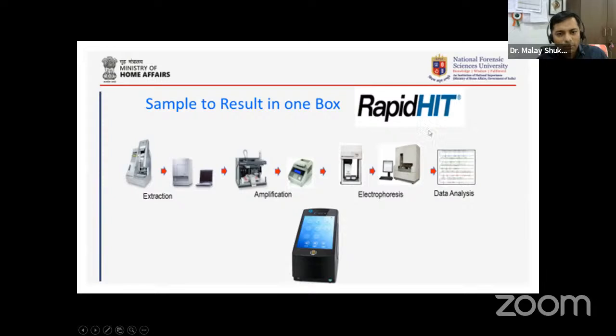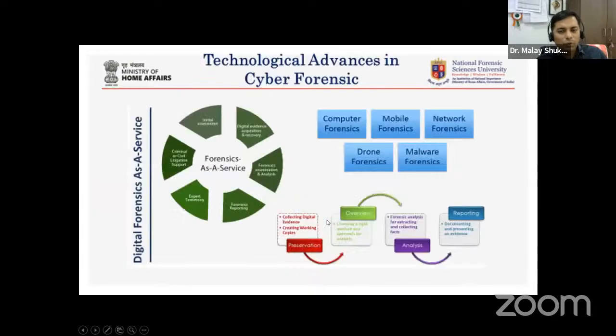Now this all has been clubbed in one, and this being a very mobile instrument, it can be carried in the mobile forensic van. Just simply input your biological sample, and within 45 or 50 minutes you will get the sequences or the DNA related report of any particular biological sample. So that is what technology plays, a very important role.